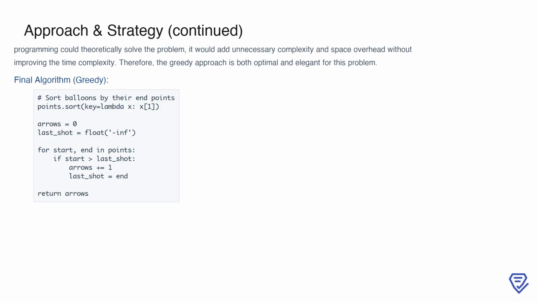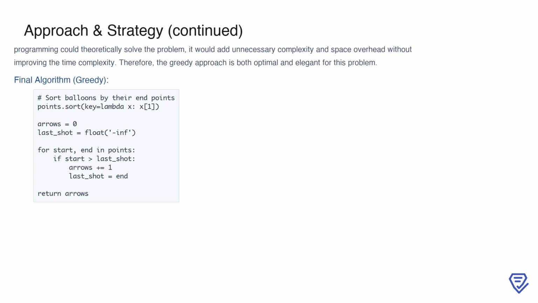First, we sort the balloons by their endpoints to ensure we process them in the optimal order. Next, we initialize arrows to 0 and set last underscore shot to -infinity to represent that no arrows have been fired yet. Then, we iterate through the sorted list of intervals.